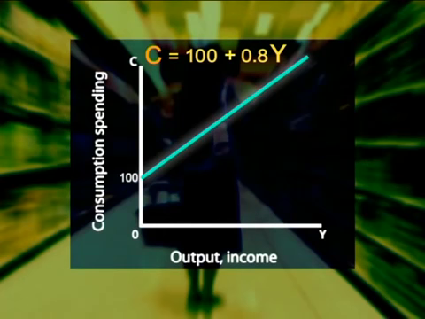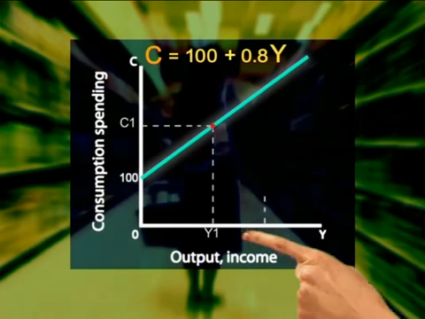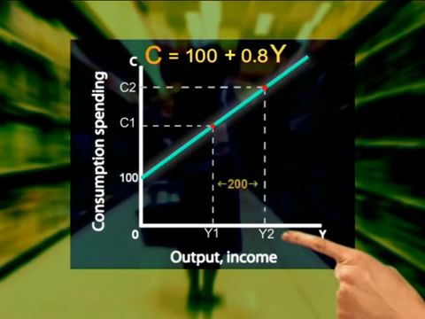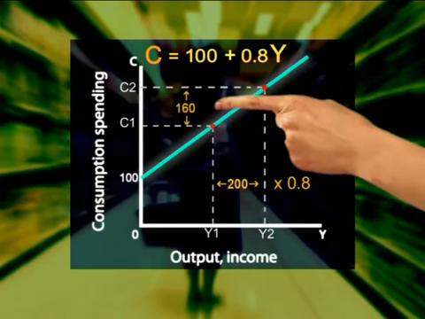An increase in income leads to an increase in consumption spending. The size of the increase in consumption spending is given by the marginal propensity to consume. It determines the slope of the consumption curve, and in this case, it's 0.8. So a £1 rise in income leads to an 80-cent change in consumption spending. So what happens to consumption spending if income increases by 200 from Y1 to Y2? Well, the increase in consumption spending is then 0.8 times 200, which is equal to 160.